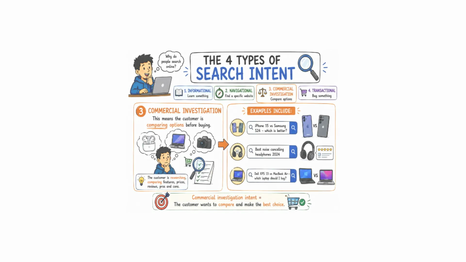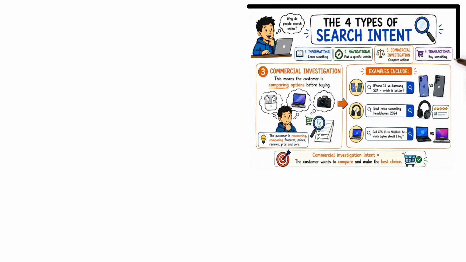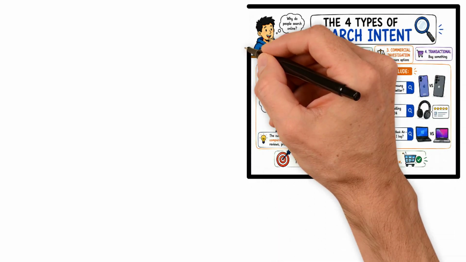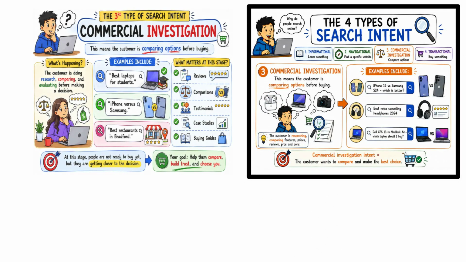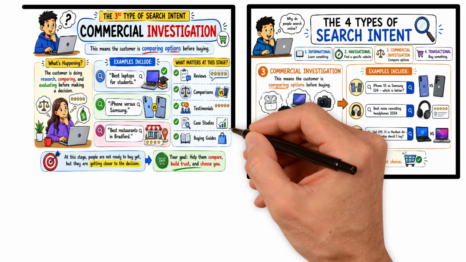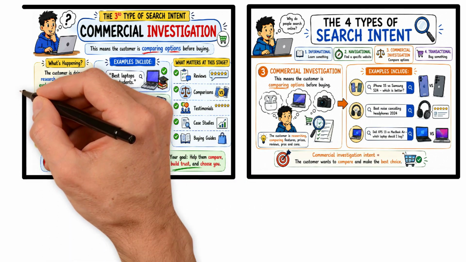The third type is commercial investigation. This means the customer is comparing options before buying. Examples include best laptops for students, iPhone versus Samsung, best restaurants in Bradford. At this stage, reviews, comparisons, testimonials, case studies, and buying guides are important.